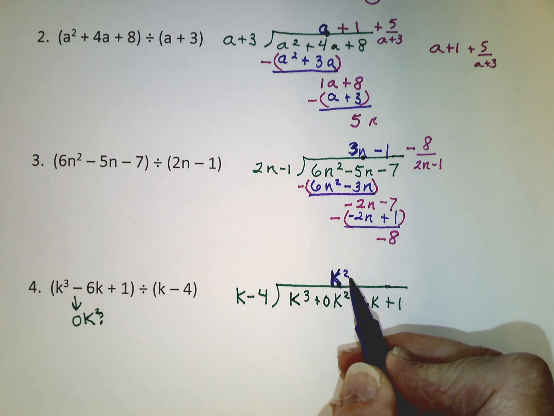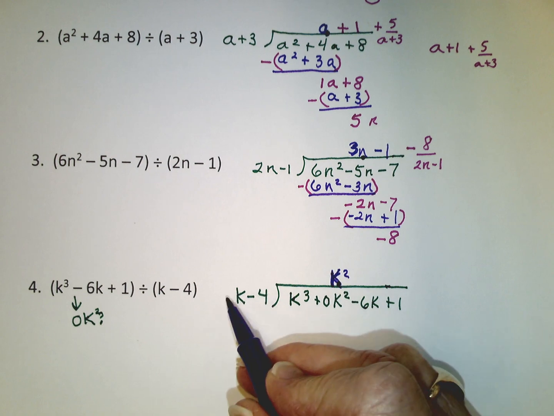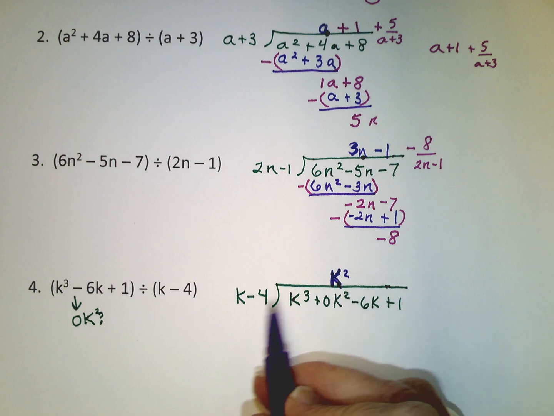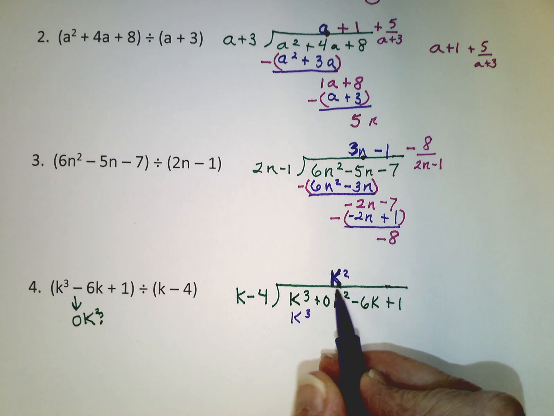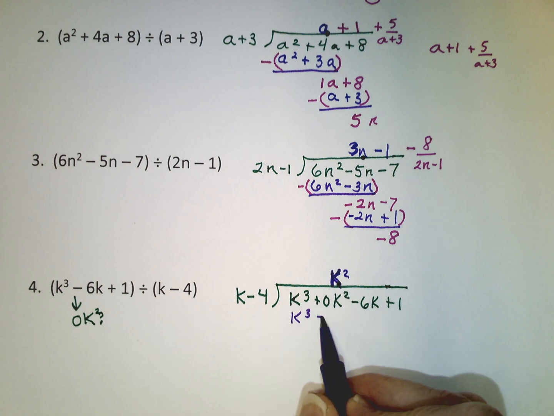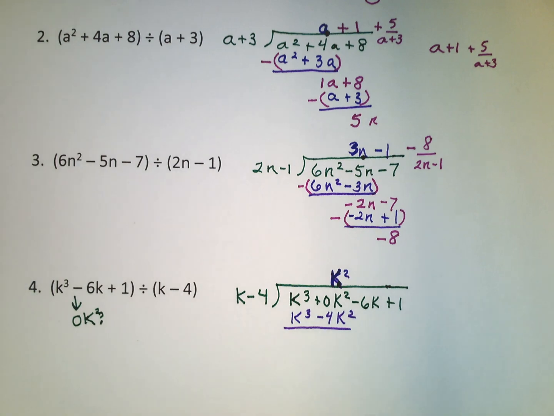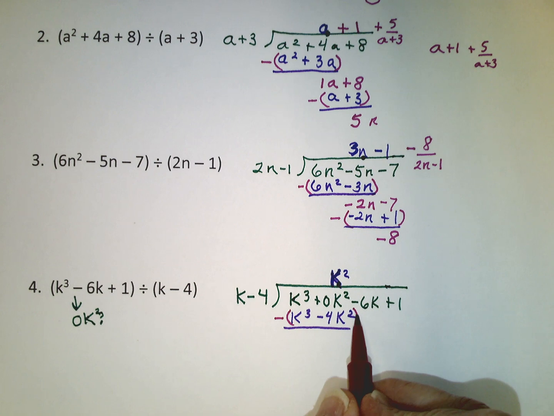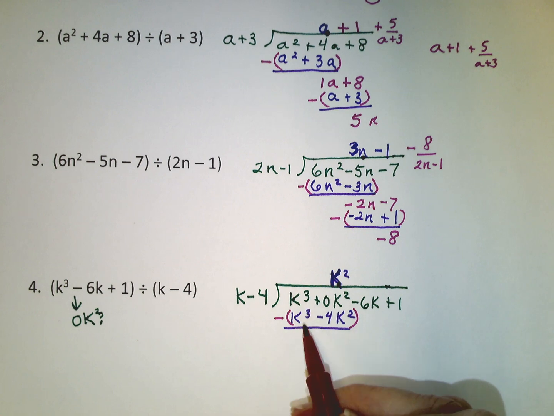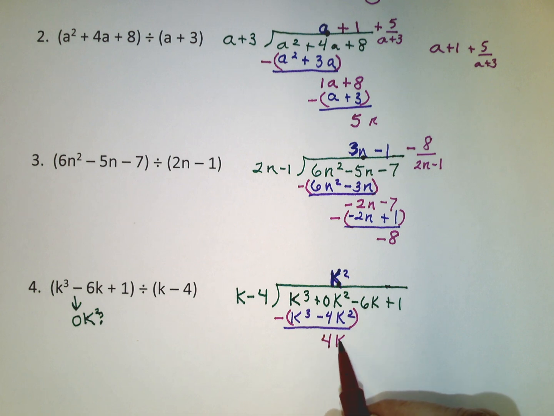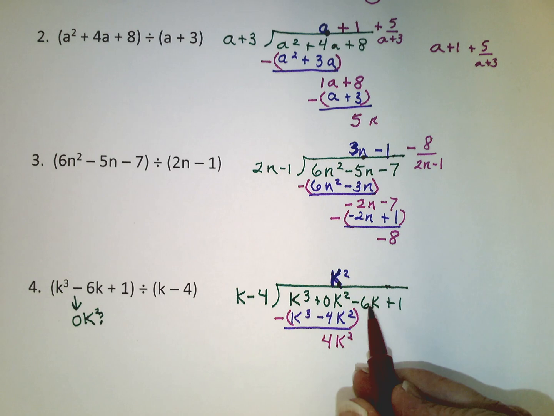And then we're going to have to multiply that k to the second times this whole divisor. So k to the second times k, that's k to the third. K to the second times negative 4. And then we subtract. Well, k to the third subtract k to the third, they go away. 0 minus negative 4 is going to be 0 plus 4. So we're going to have a positive 4k squared here. Bring down the next term.